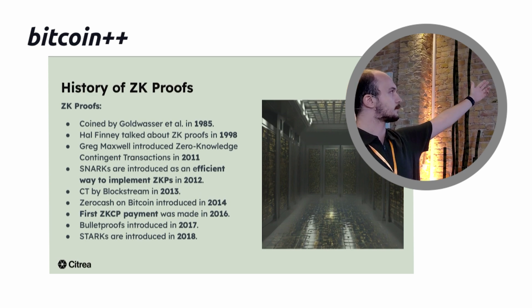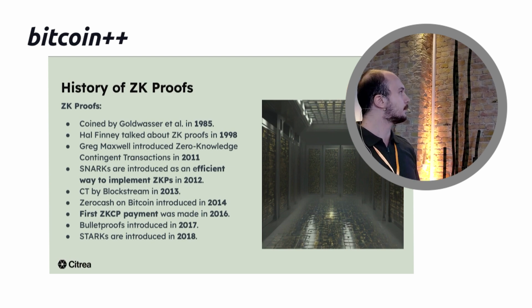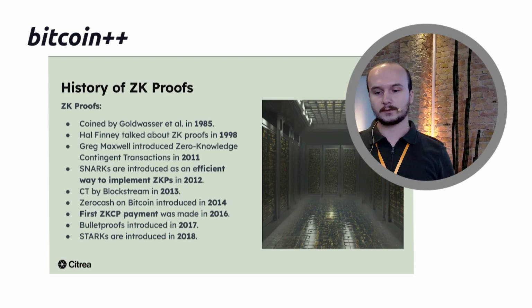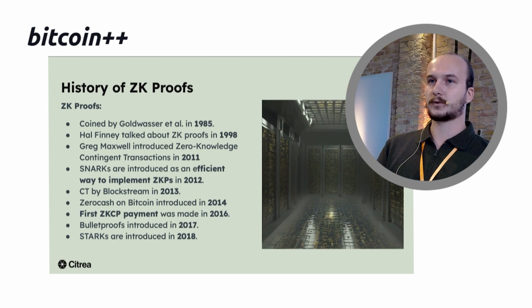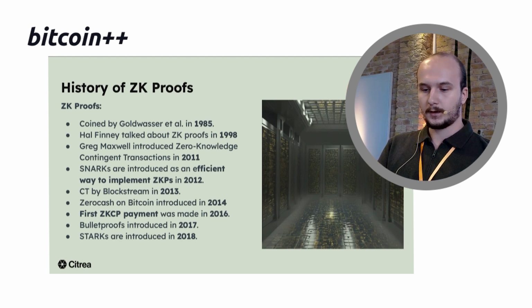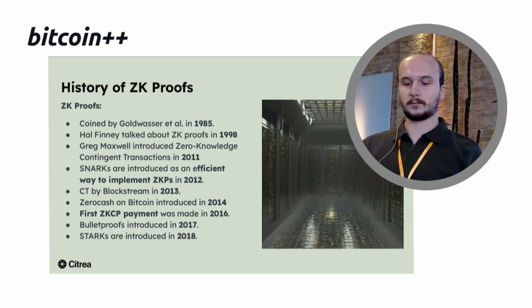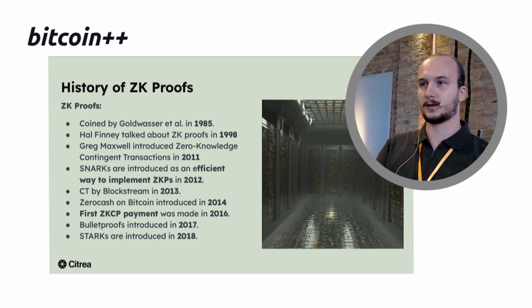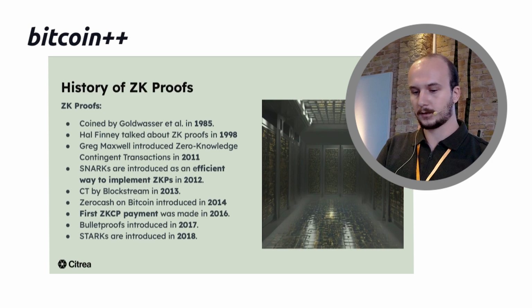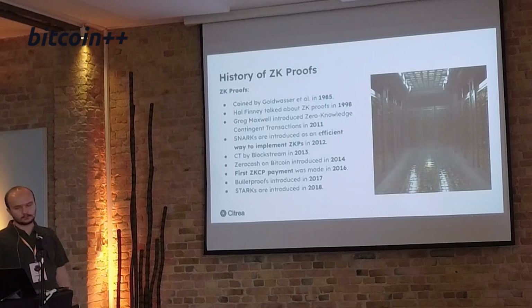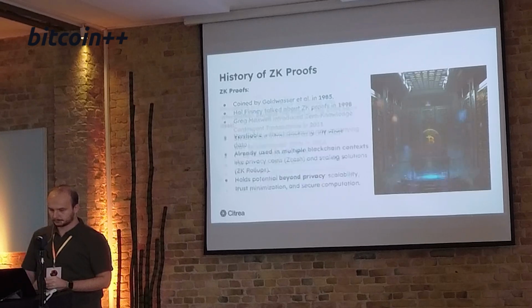So this is more like the Bitcoin-related stuff in the ZK context. We saw Greg Maxwell talking about ZK contingent transactions in 2011. And SNARKs were introduced 1 year after that. And SNARKs are basically the practical implementation of these ZK proofs that had been in theory for years. And a couple of years after it, in 2016, the first contingent payment was made in Bitcoin history, on Bitcoin mainnet actually. You can find Maxwell's blog, I think on bitcoin.org or something, about this transaction. And then 2 years after it, STARKs were introduced, and I will touch on why they're important.